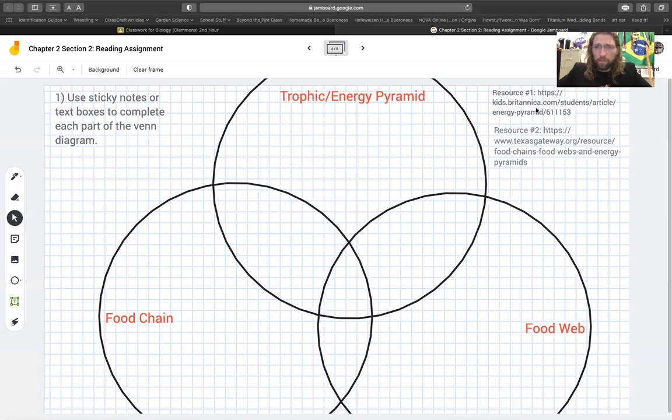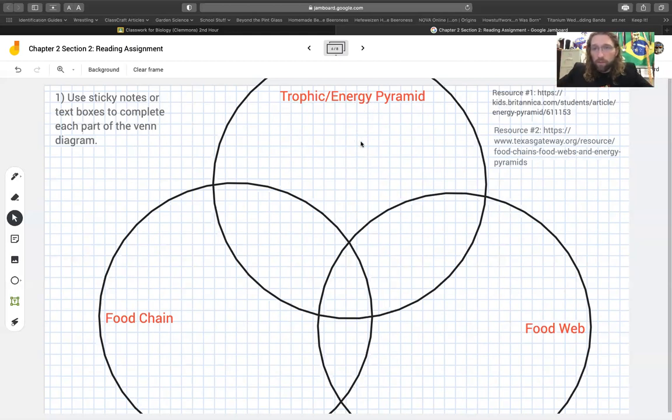I did include some resources here to help you if you can't figure out the difference between these things. But this is a 3-way Venn diagram. So to make this a little easier on you, to quickly go through it, a trophic and energy pyramid, so that's the pyramid thing with the top predators, secondary, primary, producers, and then decomposers surrounding the whole thing.